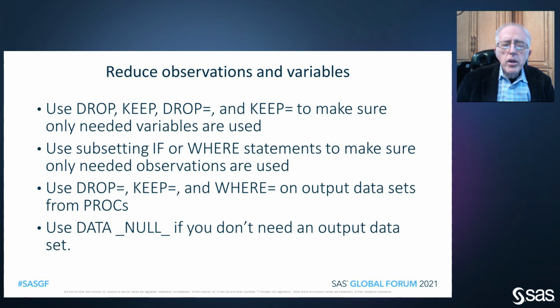Now, we can use drop equals, keep equals, and where equals on output data sets from procs. In this way, it'll save us time because we don't have to go back in and run a data step just to reduce the number of observations and variables. And we may need them in the data set in the future. But if we only need a smaller amount on the proc, then we can use these commands and make sure that there are fewer coming in the first place without going through the extra step.